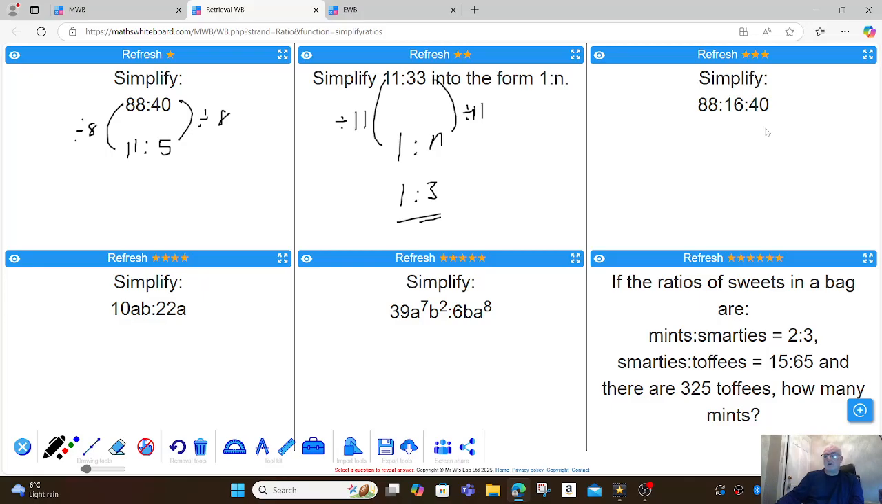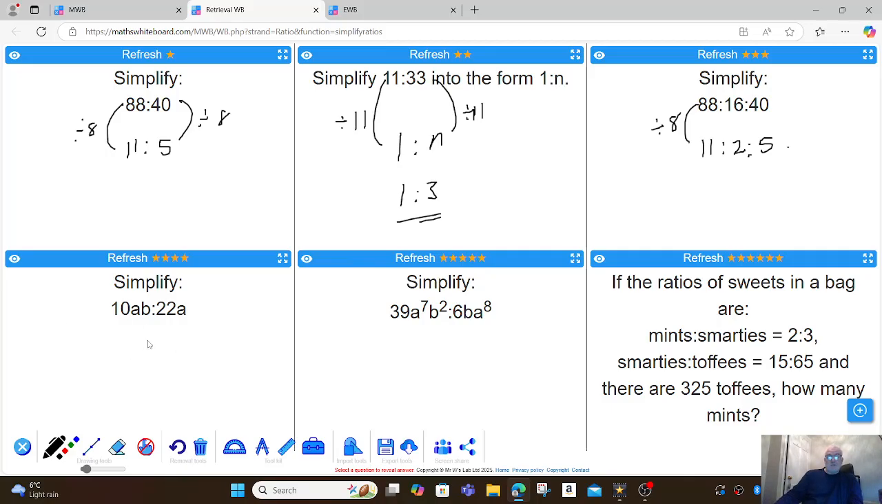Looking at the third one, I'm looking for a number again that goes into all 3. Okay, again, if you can see that 8 goes into that, we've used 8 on the first one. We've got 2 variables the same. Does 8 go into 16? Yes, it does. So 8 goes into 88 11 times, 8 goes into 16 twice, and 8 goes into 40 5 times. So again, it's pretty much exactly the same as question 1 this time, but with a third ratio in place, but we're still dividing down exactly the same.